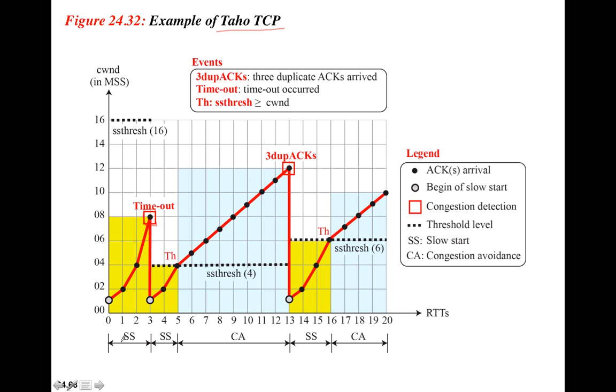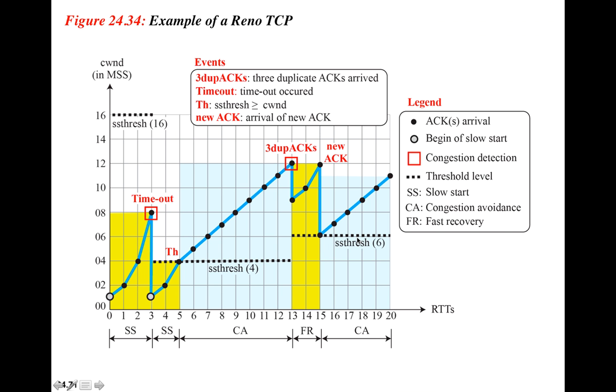So if you see here, these lines will indicate this is the slow start phase. This again is a slow start phase. This is congestion avoidance. Slow start, congestion avoidance. All right. So this is how Tahoe TCP works. The next we have is Reno TCP that also makes use of fast recovery.